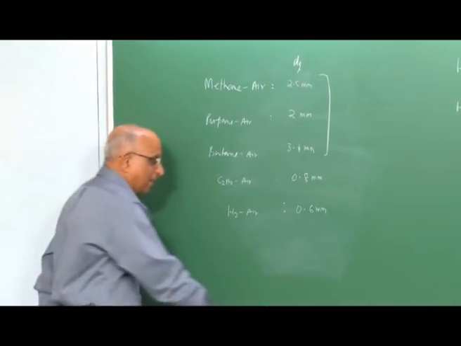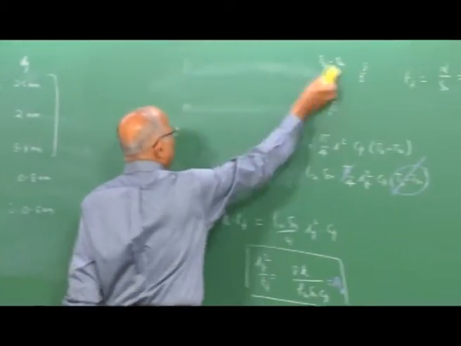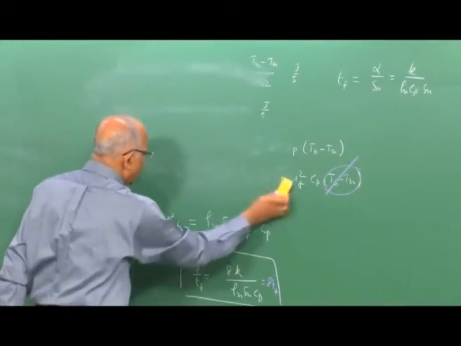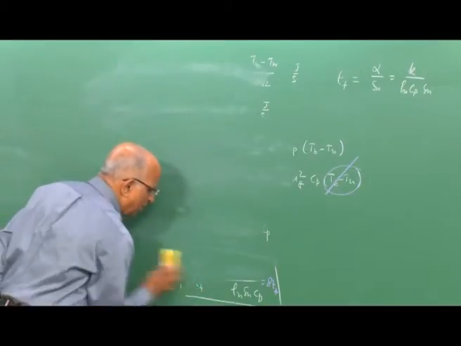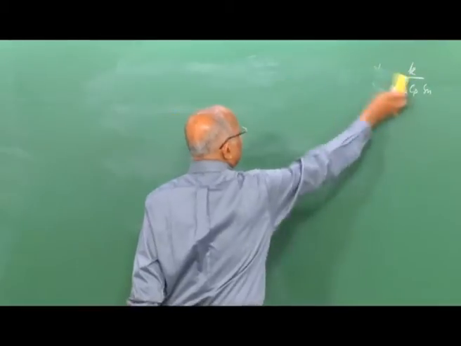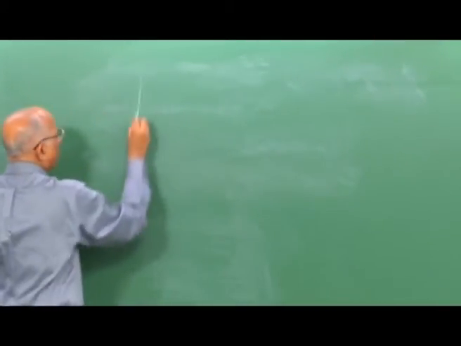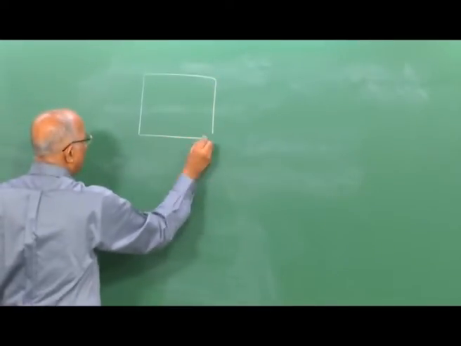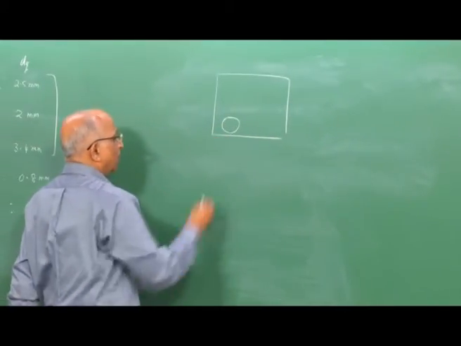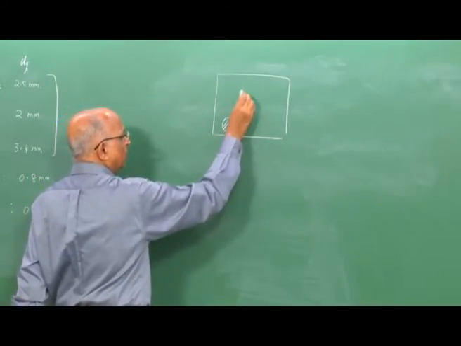With this background, let us come back to our ignition problem. Well, I need an ignition kernel whose dimension must be greater than the quenching thickness. Let us come back, let us illustrate this problem again. I deposit some energy over here, maybe this is the volume, this is the place where I have the explosive gas mixture.